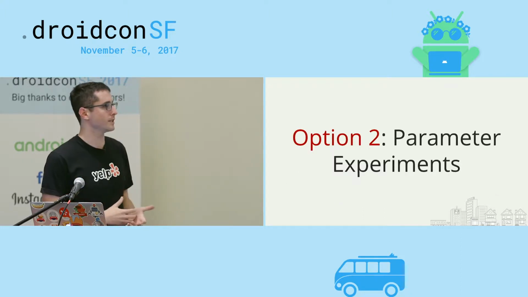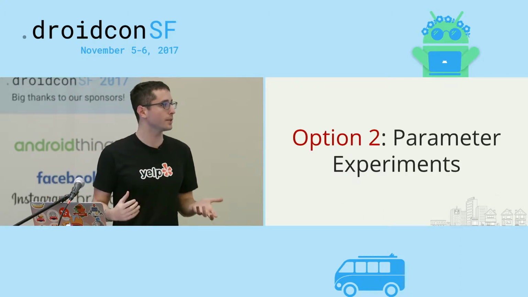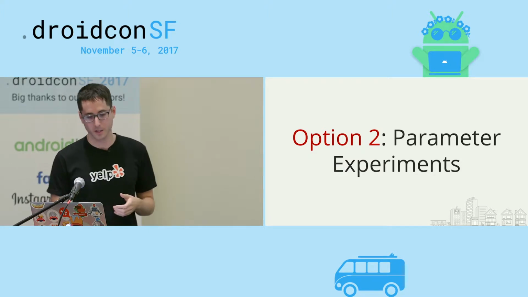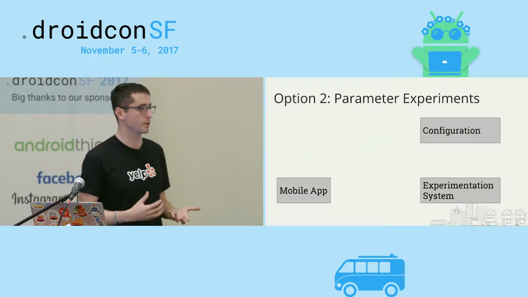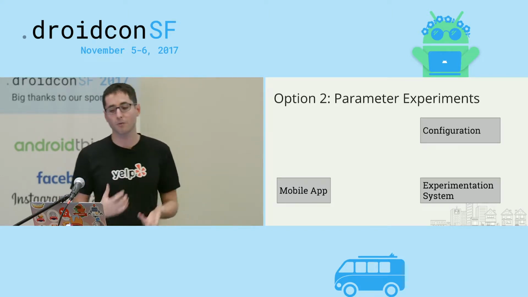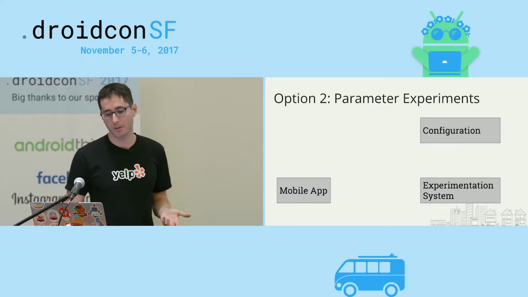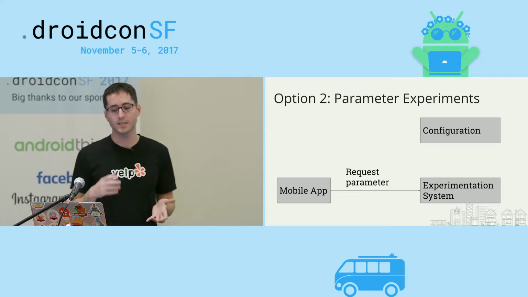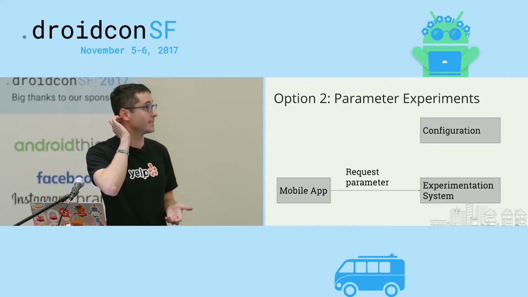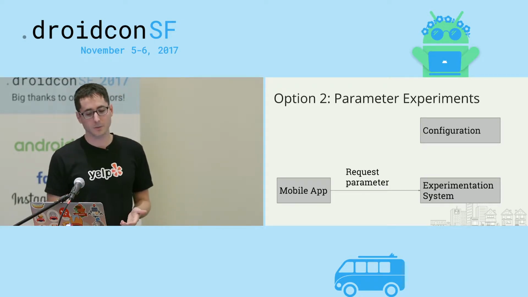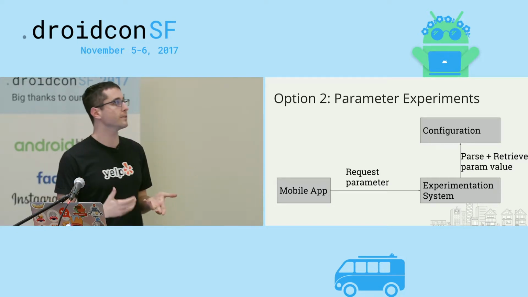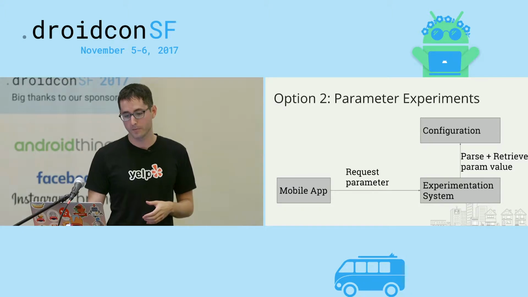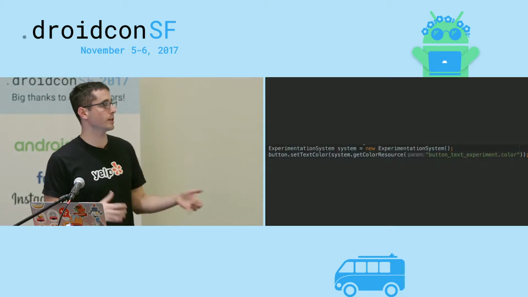So the way to solve this is something that I'm not exactly sure what their official name is, but I call them parameter experiments. And the idea here is that instead of requesting cohorts from something, what you do is you request parameter values. So you have a mobile application, and then what that does is that requests a parameter from your experimentation system. Then the experimentation system again goes, it reads a configuration file, and it retrieves the appropriate parameter value.